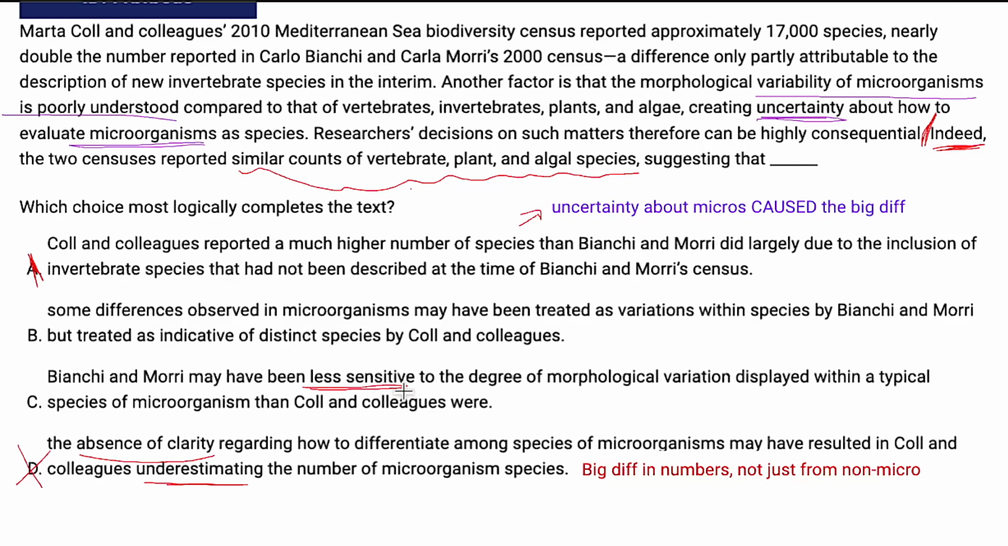To say that they were less sensitive is to say that they didn't notice as much as they should have compared to these other guys. So C is out. And just like that, I've got my answer, which is choice B.